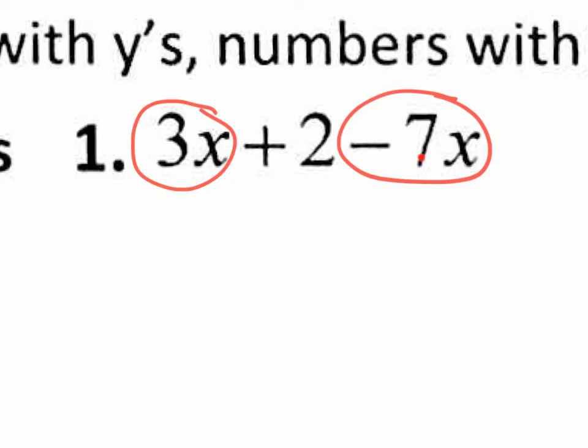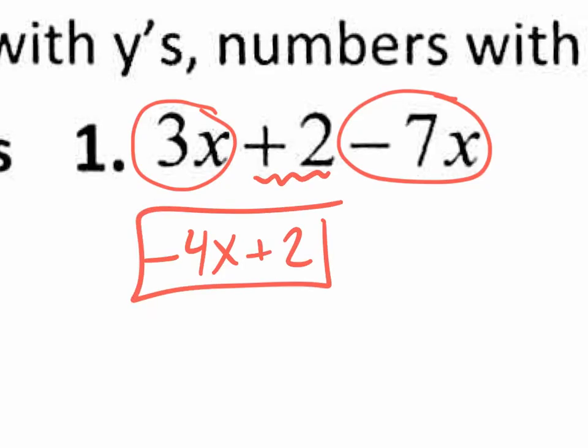So if you have 3 and you owe 7, how do you end up? You owe 4 of those x's, right? And then what about this plus 2? Well, I just bring it down. Plus 2. There's my answer, negative 4x plus 2.